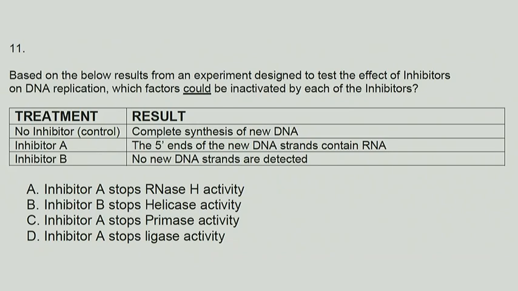So inhibitor B, you get no new DNA synthesis, right? And the question is, which factors could be inactivated by each of the inhibitors? If inhibitor B inactivated helicase, this is exactly what you would see. You would see no new DNA synthesis, because you need to peel those strands apart in order to do any DNA synthesis.